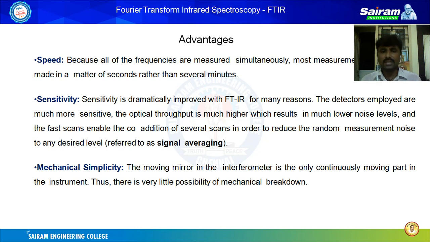Sensitivity is dramatically improved with FTIR for many reasons. The detectors employed are much more sensitive. The optical throughput is much higher, which results in much lower noise levels, and the fast scans enable the co-addition of several scans in order to reduce the random measurement noise to any desired level, referred to as signal averaging.